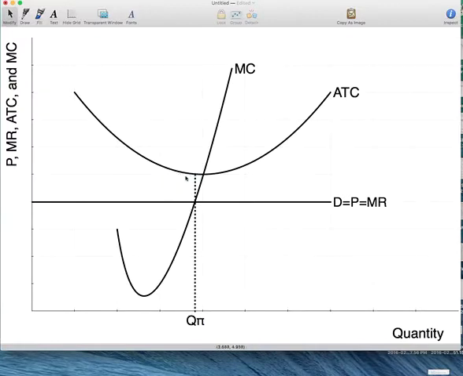Let me get rid of that. And let me actually move this down a little bit because I'm going to be using that.